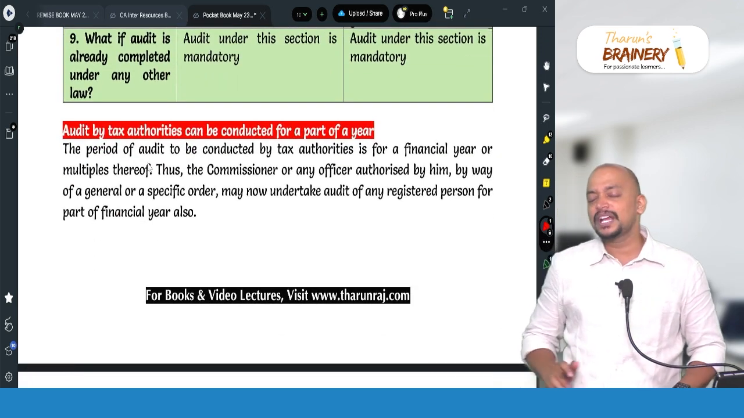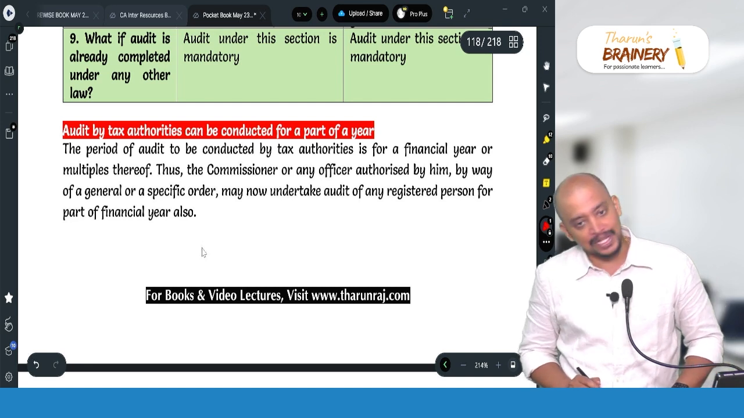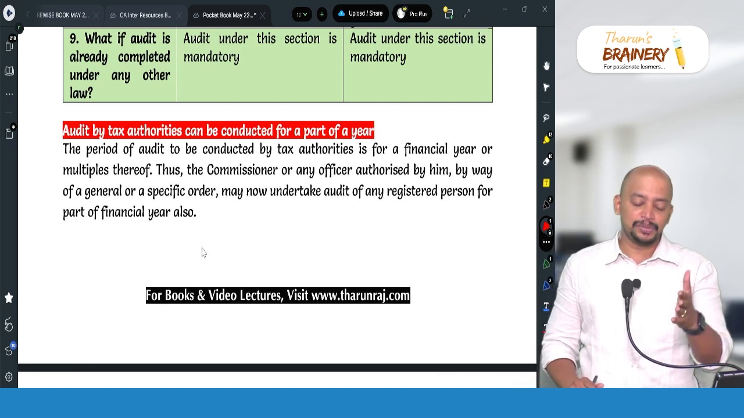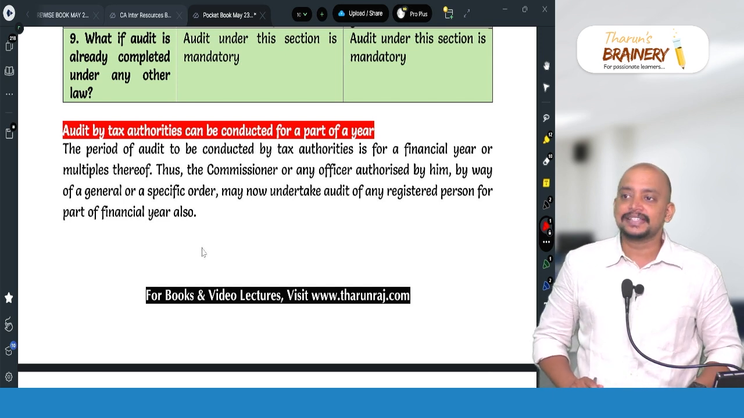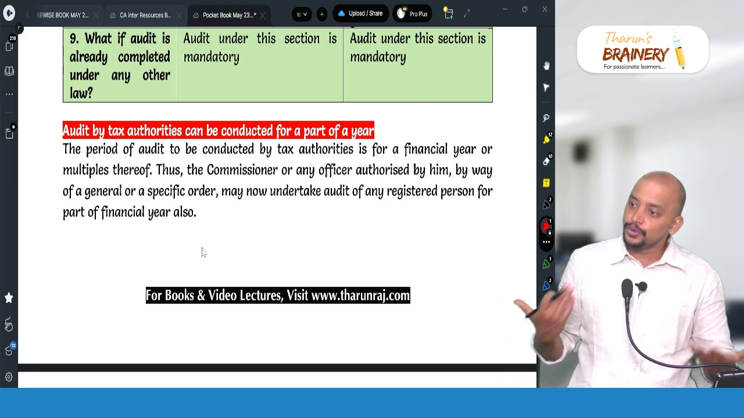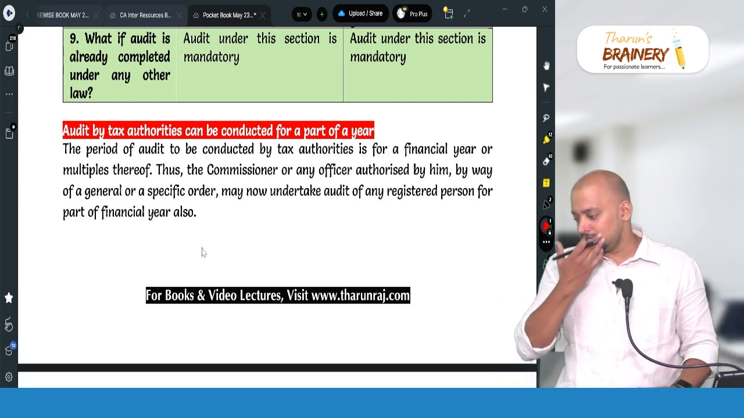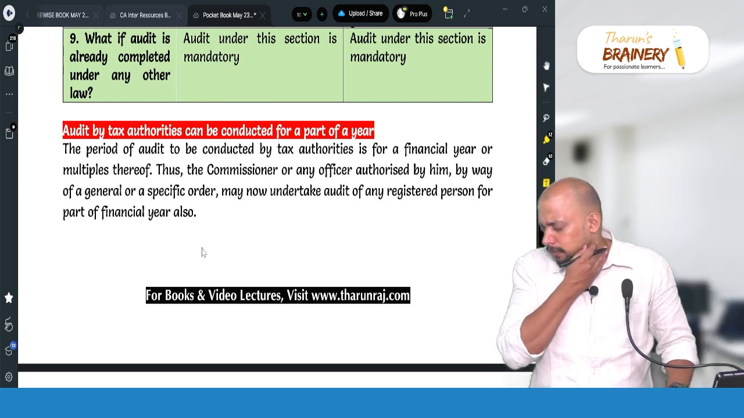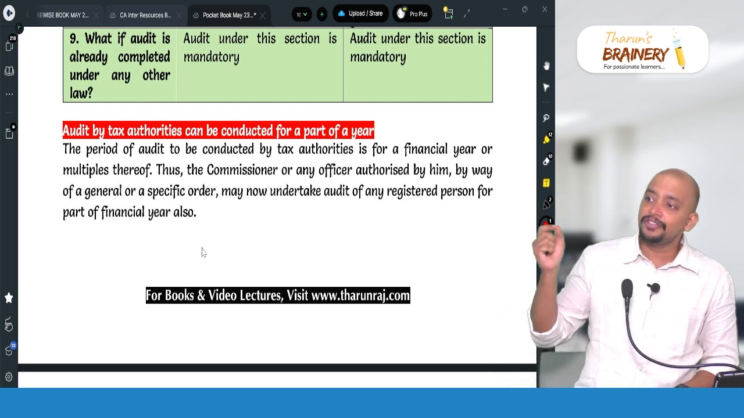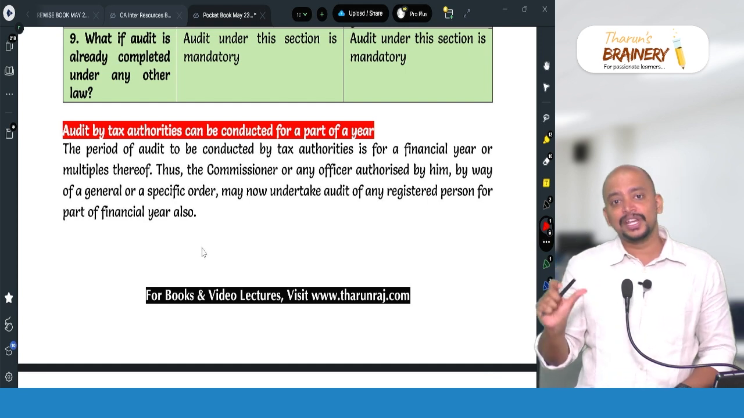Then can the audit be conducted for part of the year also? Yes. So department audit can be conducted even for part of the year. For example, I am a newly started business. I started my business in November, and the period is November to March. Can they do the audit? Yes. It is not that they will do the audit only for a completed year. Even for part of the year they can complete the audit.